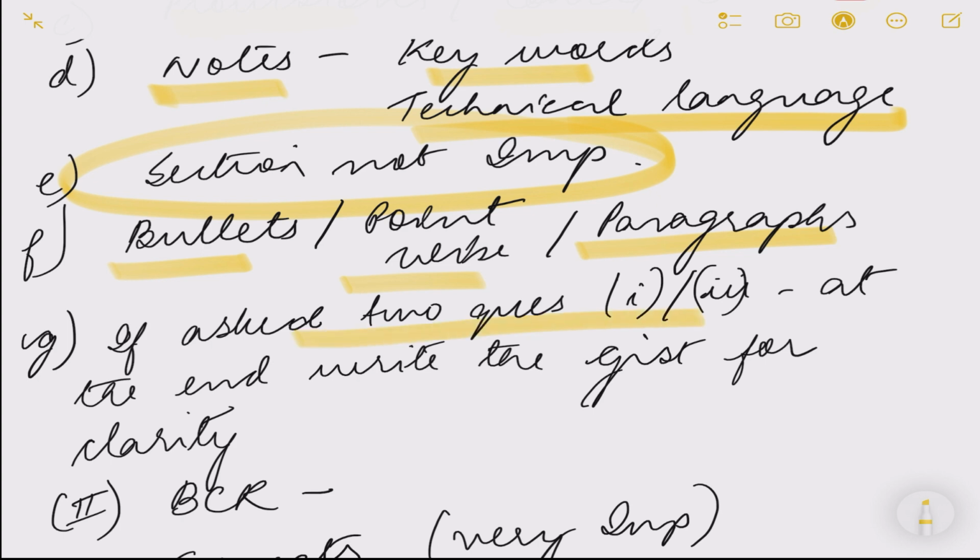And there are many times 2-3 questions are given, so try to write at the end the gist of the answer for those 1, 2, 3. First you give the explanation, then you give a gist of all the 3 questions which were asked in your question. It gives good clarity for the examiner who is checking your paper.